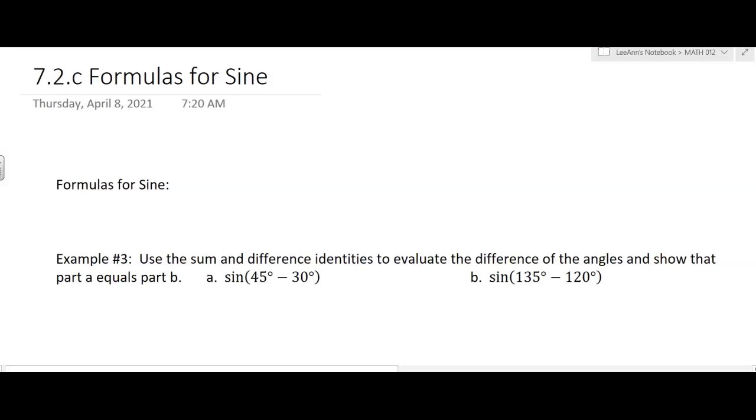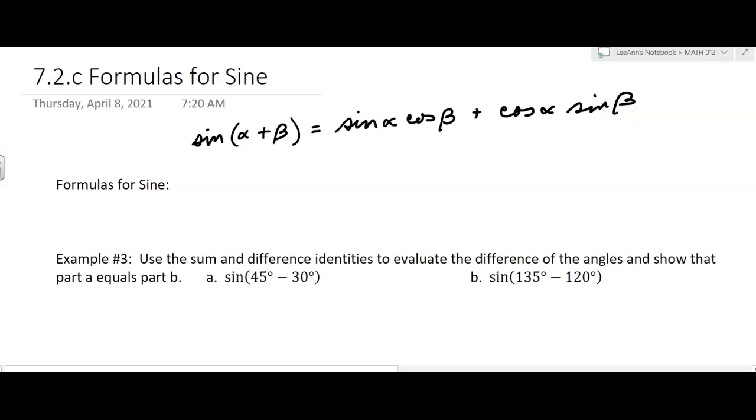So now we're going to have the formulas for sine. And again, these are sum and difference formulas. Okay, so if you have sine of alpha plus beta, that's equal to sine alpha cosine beta plus cosine alpha sine beta.